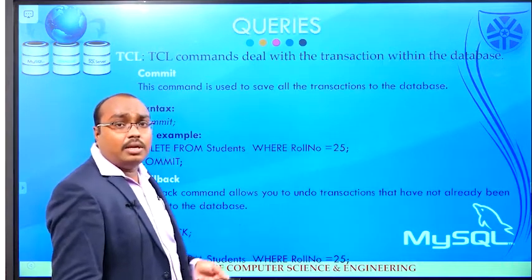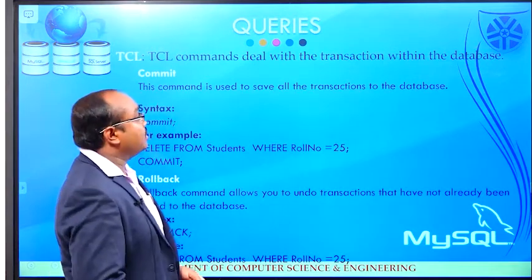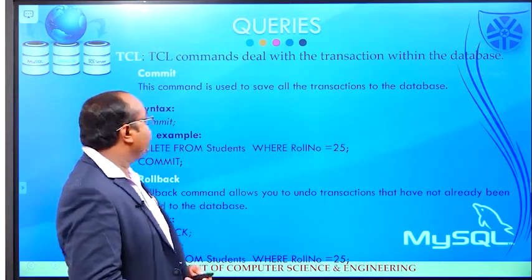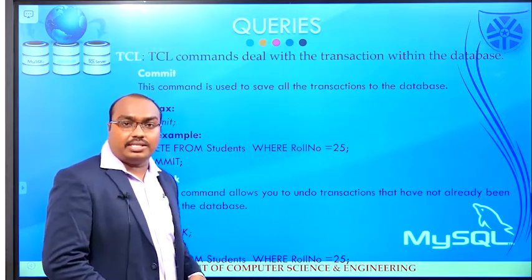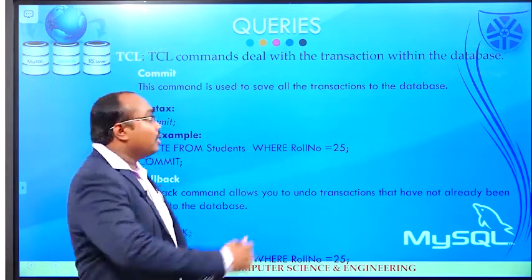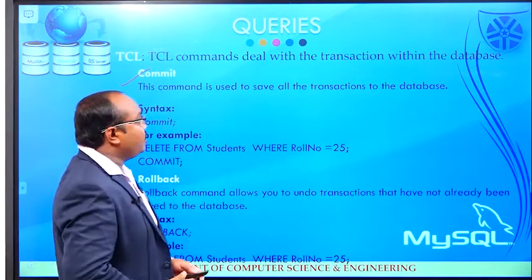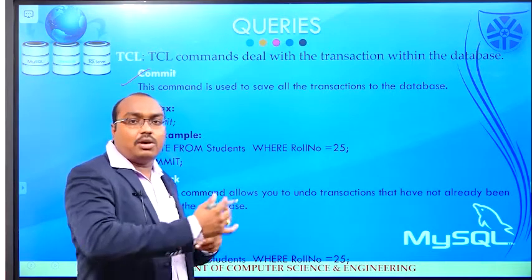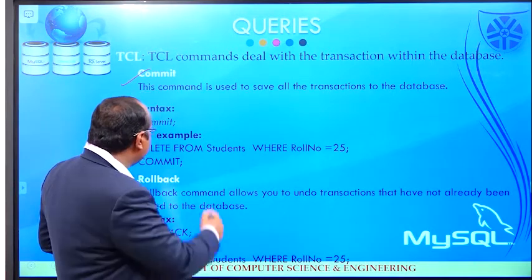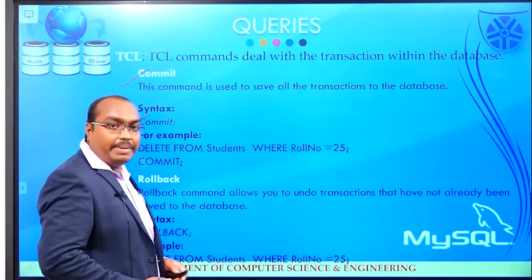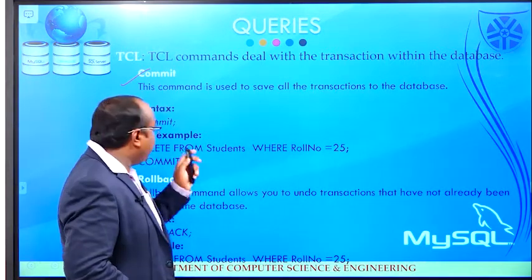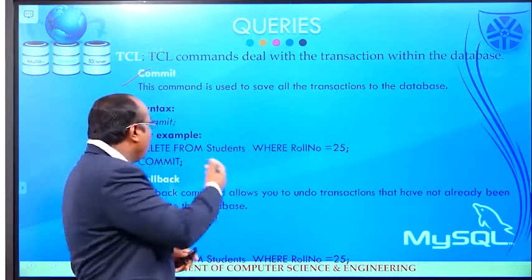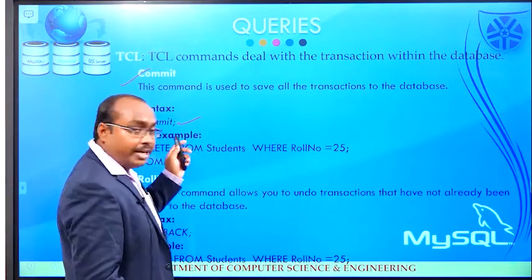And the next, last one, TCL, transaction control language. This command is used to deal with transactions in the database. Here there are different types of commands used. The first one, commit command. The commit command is used to commit all the previous transactions. It means it saves all the transactions. The syntax is just the commit command. Whenever we enter this commit command, it will save all the transactions before the commit statement.